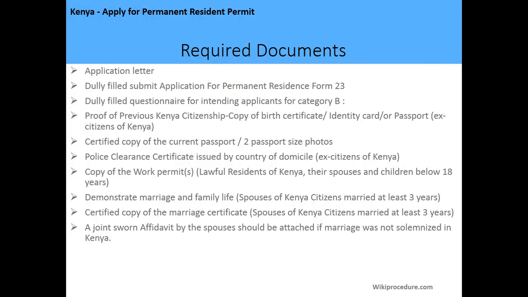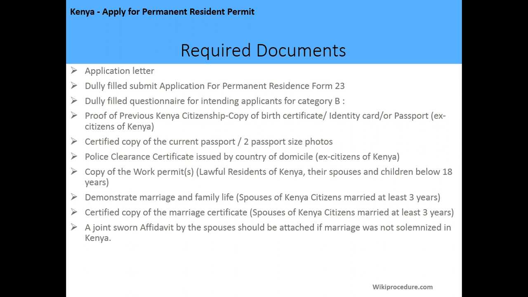The required documents include the application letter and the duly filled application form of permanent residency, form 23. You'll also be required to fill a questionnaire for intending applicants of category B. You're going to look at that. You need proof of previous Kenyan citizenship, which may be a copy of a birth certificate, identification card, or passport.